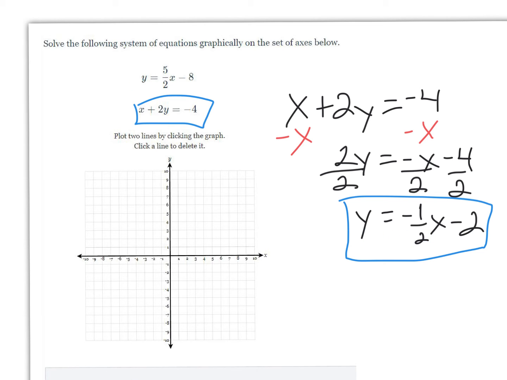So we have two equations in slope-intercept form that we can graph, okay? Let's go ahead and start with the one we were just working on. It has a y-intercept of -2. So we can come over here and put a point at -2 on the y-intercept. Remember, the y-intercept, or the y-axis, is when x is 0. We just go 0, -2.